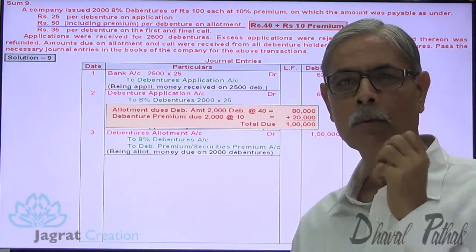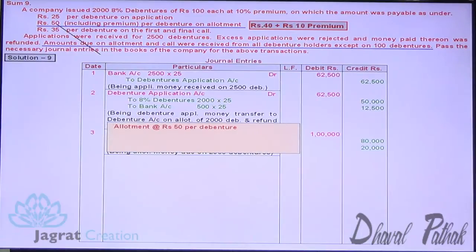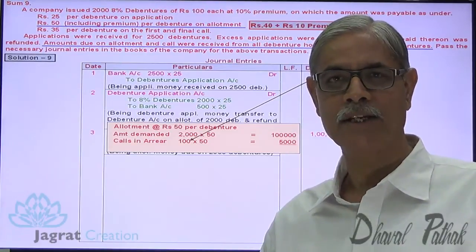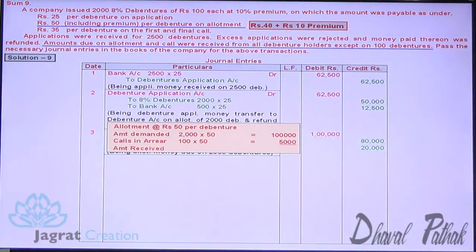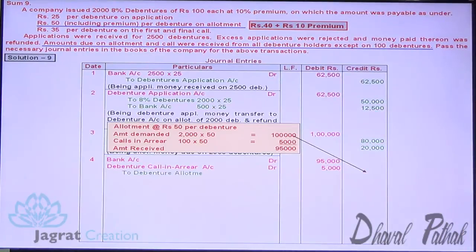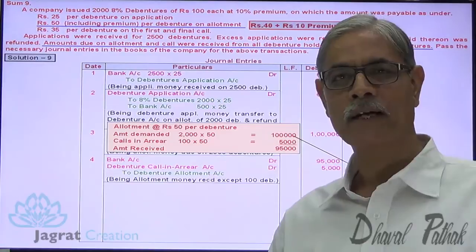Now, on how many debentures have we received the amount demanded? Let us work it out. 50 rupees demanded on 2,000 debentures. 100 debenture holders have not paid the amount demanded, this 50 per debenture, so that is arrears. That has to be deducted. So we have received on 1,900 debentures at rupees 50 per debenture, 95,000. So bank account debit 95,000. Debenture calls in arrears account debit 5,000. To debenture allotment account credit. Unlike before, the debenture allotment account gets credited, so the account gets closed.